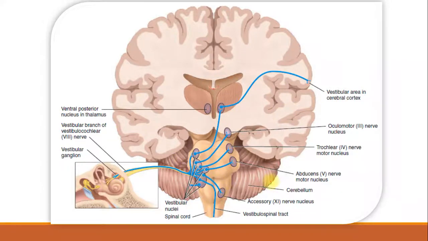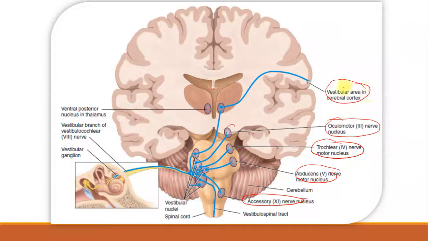You can see the equilibrium pathway here, and the accessory nerve nucleus to which the commands are being sent. Then the abducens nerve motor nucleus over here, the trochlear nerve motor nucleus over here, and the oculomotor nerve motor nucleus over here. Then we have the vestibular area in the cerebral cortex, that is the parietal lobe, and the ventral posterior nucleus, which is present in the thalamus. Then we can see the vestibular nuclei, which are present in the pons as well as in the medulla oblongata.